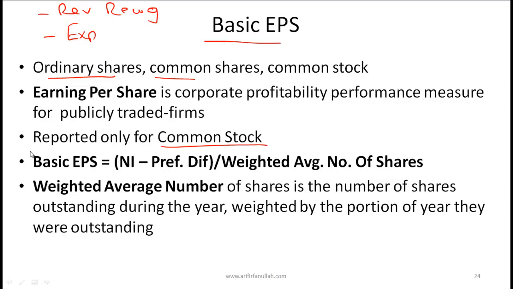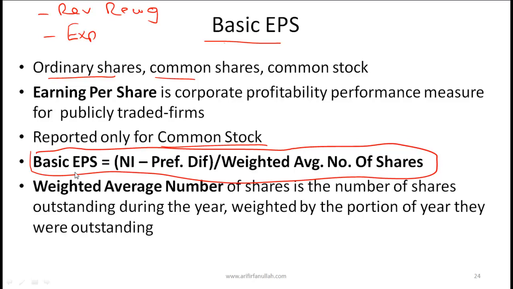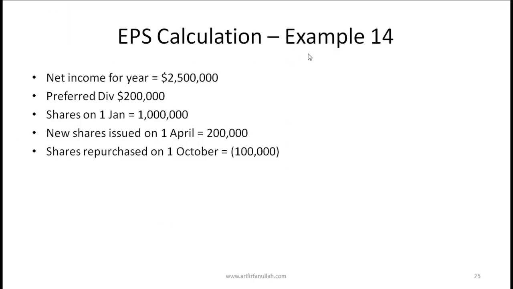And here is an extremely important formula that you must memorize very well. Basic EPS is equal to the net income minus preferred dividend divided by the weighted average number of shares. Weighted average number of shares is the number of shares outstanding during the year weighted by the portion of year they were outstanding. So let's look at a few examples now to understand this. I'm going to use example 14 from the 2011 curriculum just to illustrate this point.